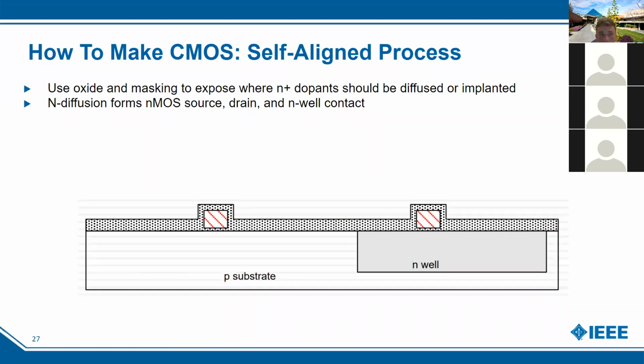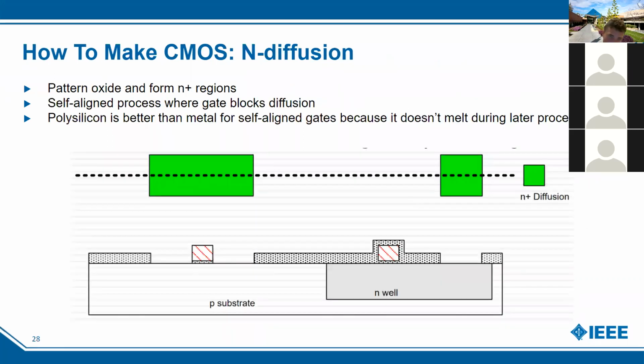And then we use oxide masking to expose where the N dopage should be diffused or implanted. N diffusion forms NMOS source drain and N well contact. And so this is just a layer on top. And then how to make CMOS N diffusion, pattern oxide and form N plus regions. So in N well, this is a little more heavily doped. And so it creates the actual N diffusion areas, and creates a well that we're able to pull more electrons from. There are more electrons in the N plus diffusion area than there is in the N well.